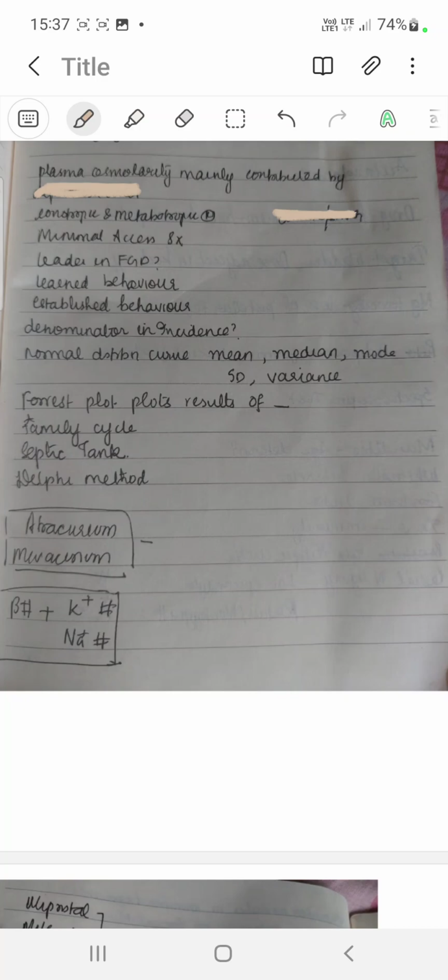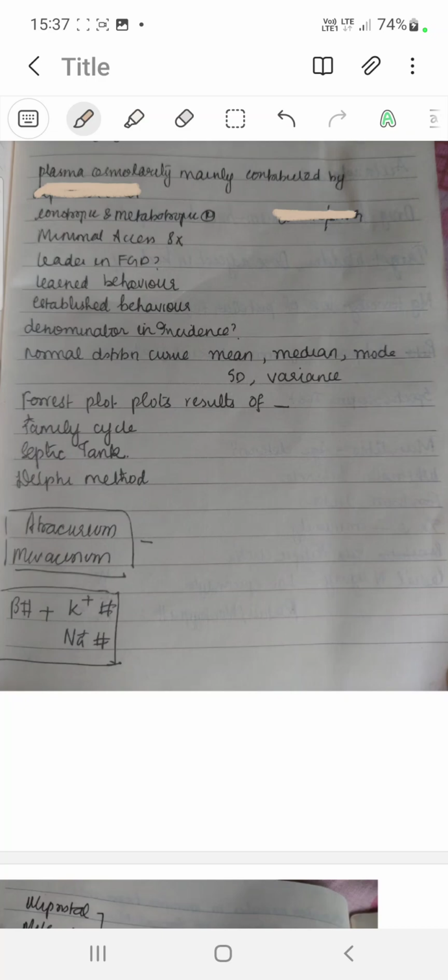Ionotropic and metabotropic. For ionotropic, you can remember the mnemonic BIN. GABA B, I for ionotropic, then N for nicotinic, whereas GABA A and C and muscarinic are metabotropic.